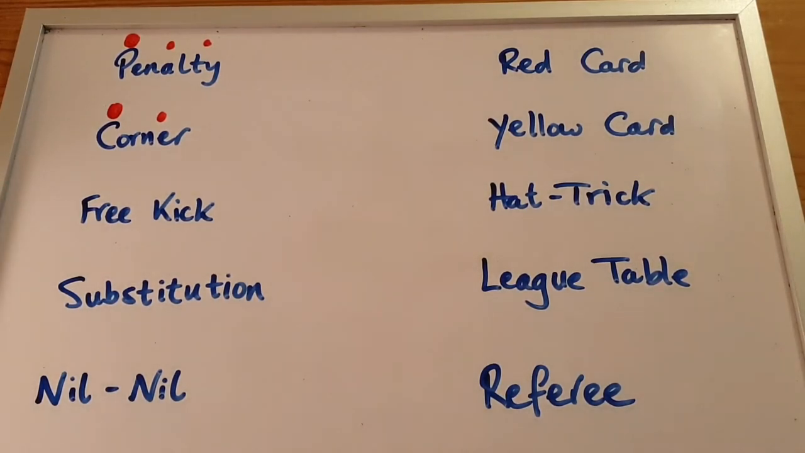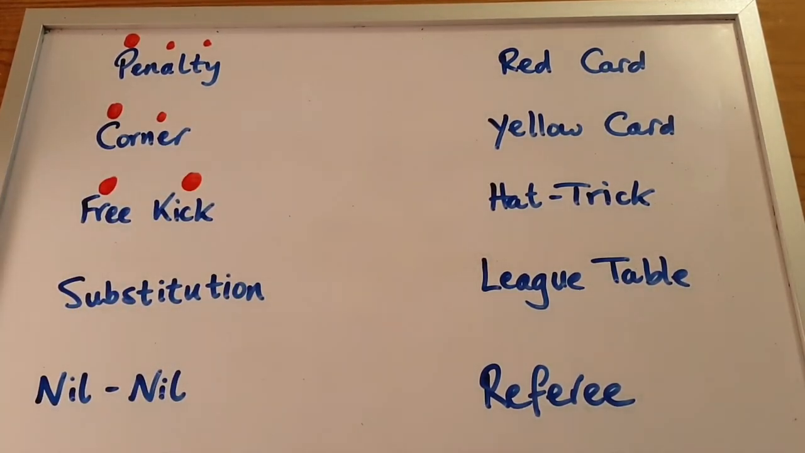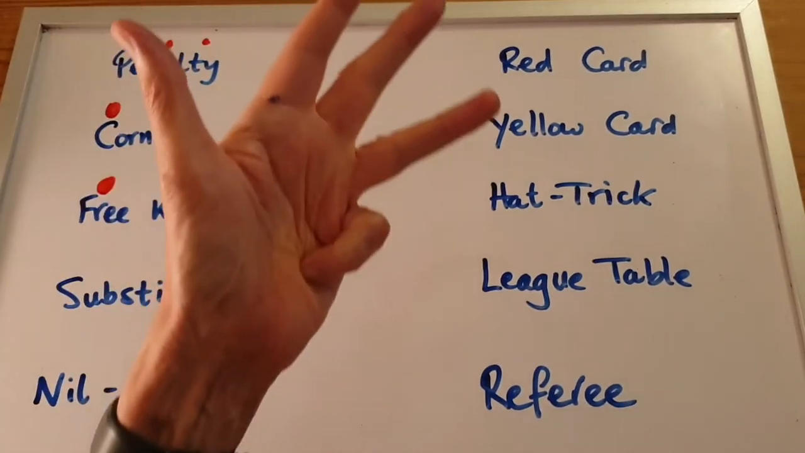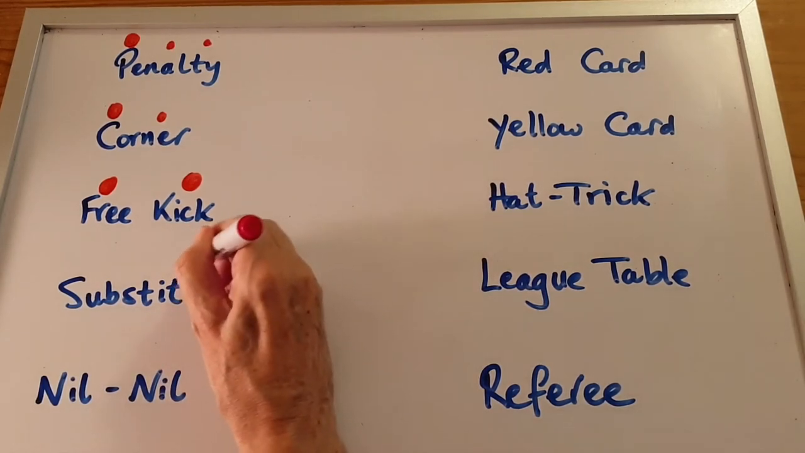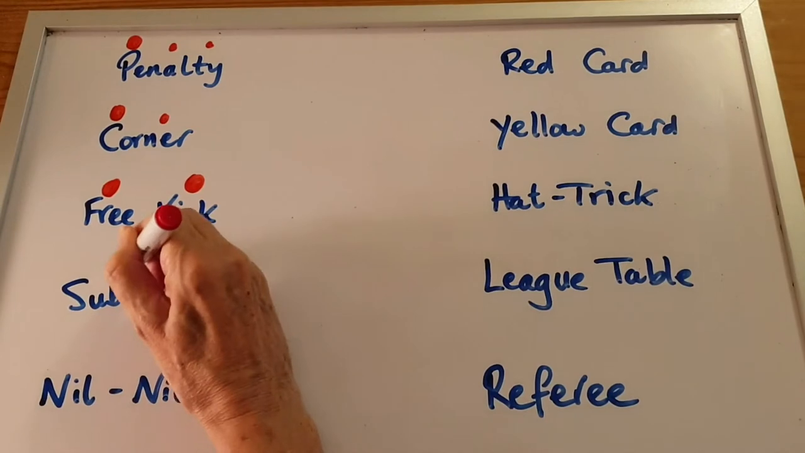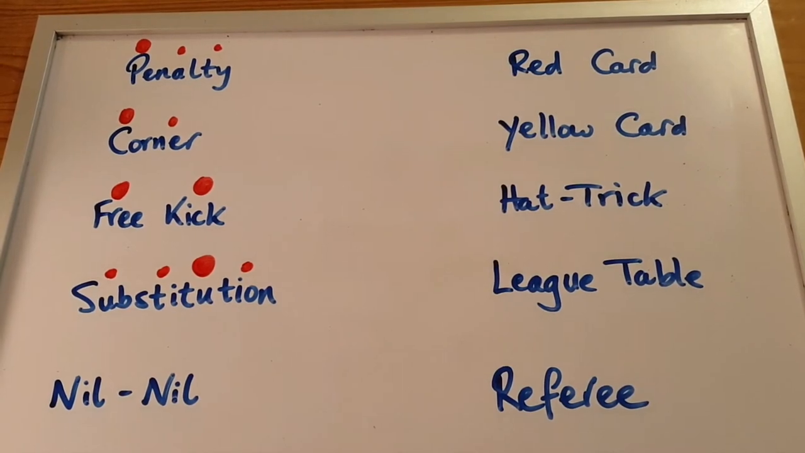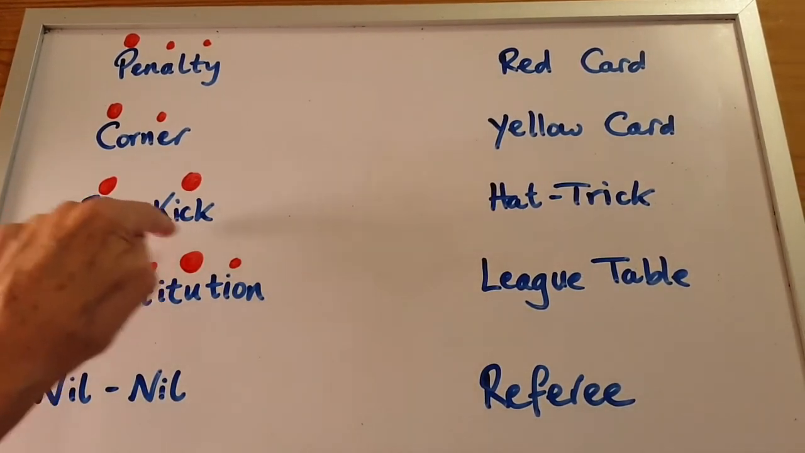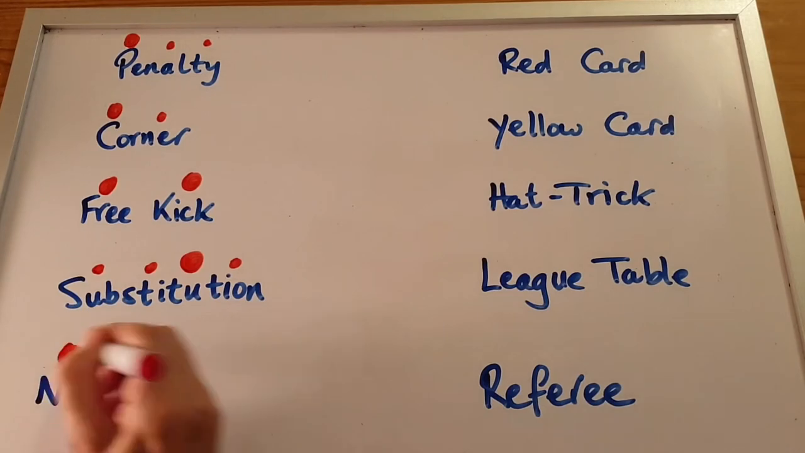Next one, free kick. Two words, two definite stresses. Free kick. Next word, substitution. Four syllables. Main stress, substitution. The others, substitution. Next one, similar to free kick, nil-nil. Two separate words, nil-nil. Main stress there, main stress there.